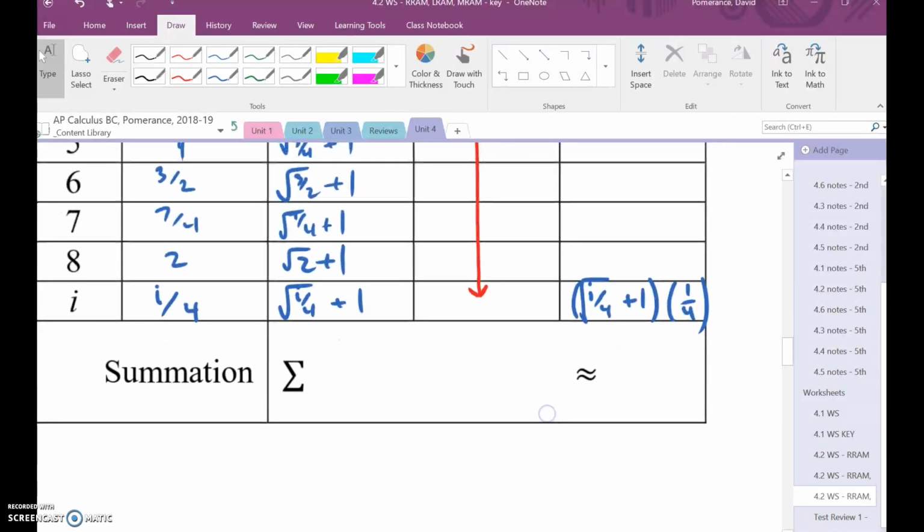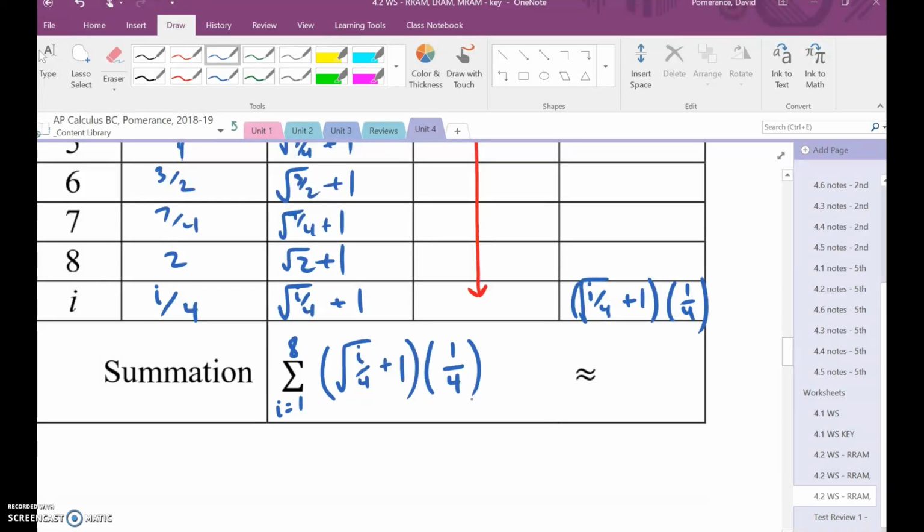So the summation is going to start with i equals 1 like it always does. It's going to go to 8 because we have 8 partitions, and we're going to add up the area of all of these rectangles. The generic ith rectangle is going to have a height of the square root of i over 4 plus 1. And then each one of these rectangles has a constant width of 1/4. And that's all we need.